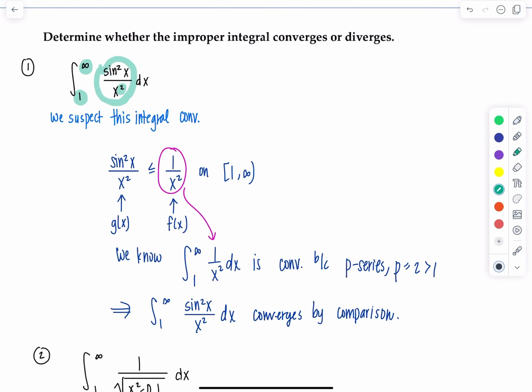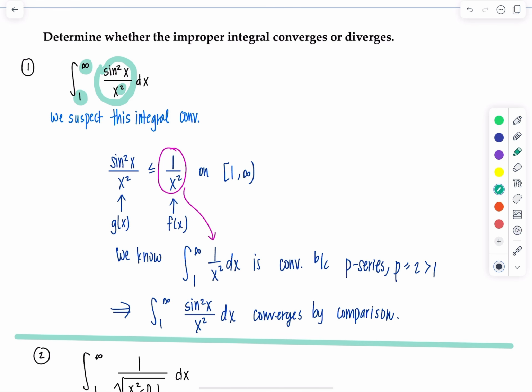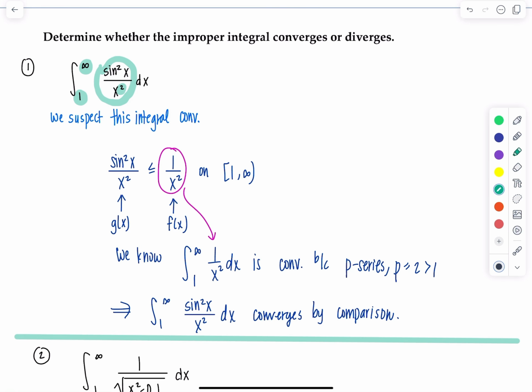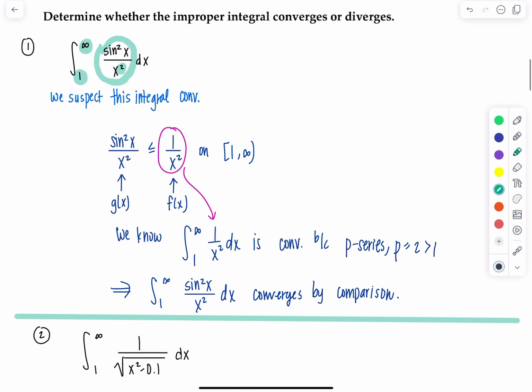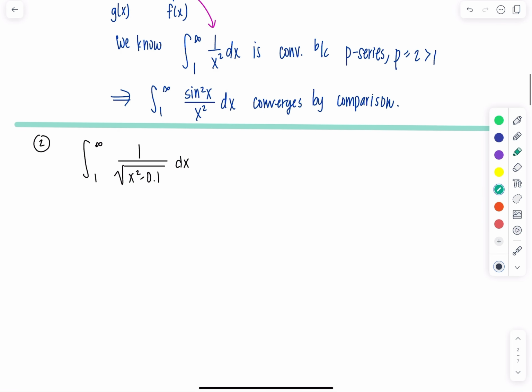P-series are very helpful when using the comparison theorem, because you don't have to actually sit there and evaluate an improper integral. Okay, it's already proven. How lovely. Let's try another. Are you ready? Just keep practicing. If you need a pep talk, just tell yourself, no one came out of the womb using the comparison theorem to evaluate improper integrals. It's just with hard work and practice that you can become a professional and do these effortlessly. Okay, integral 1 to infinity, 1 over rad x squared minus 0.1 dx.